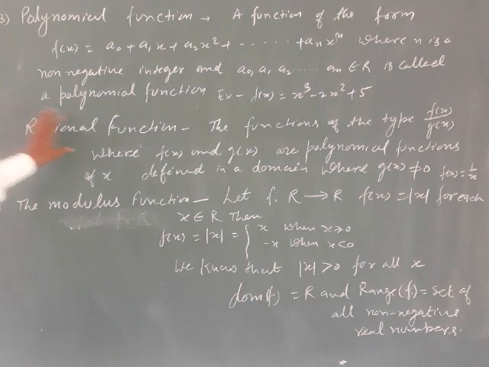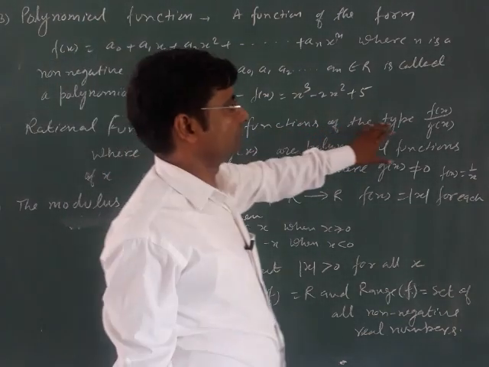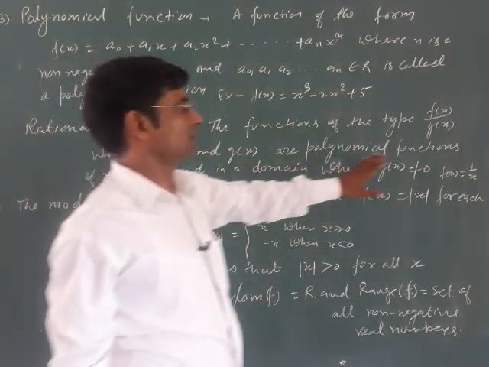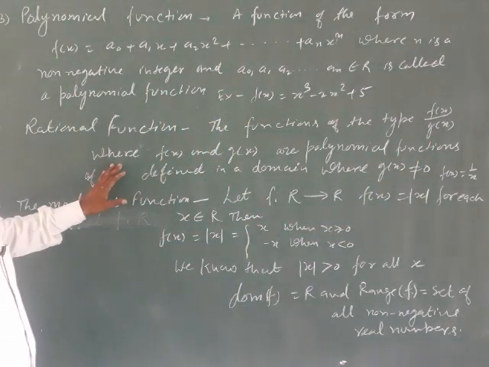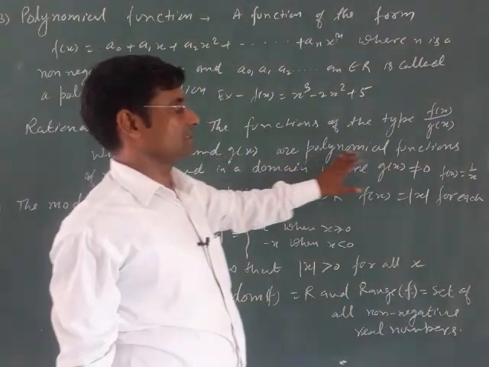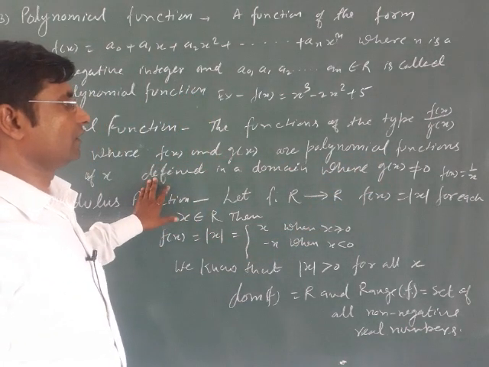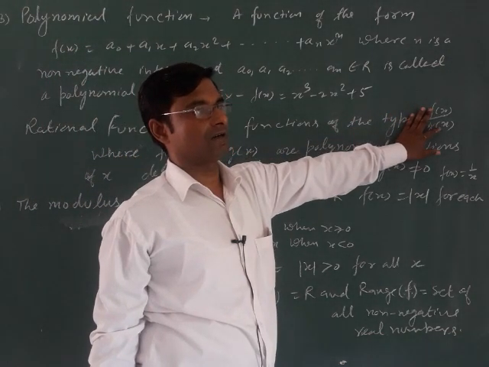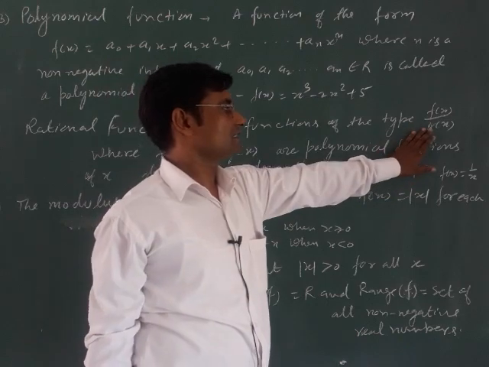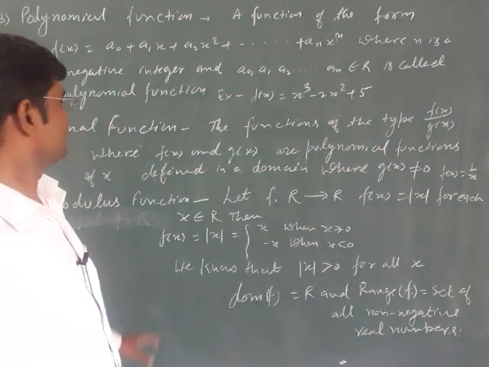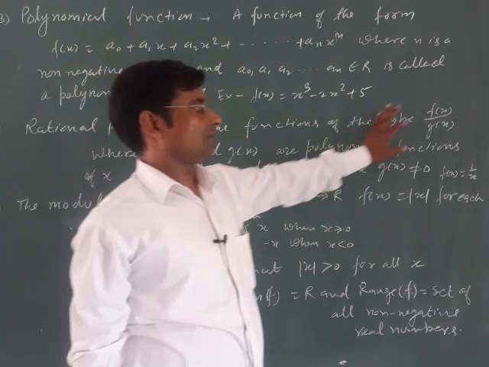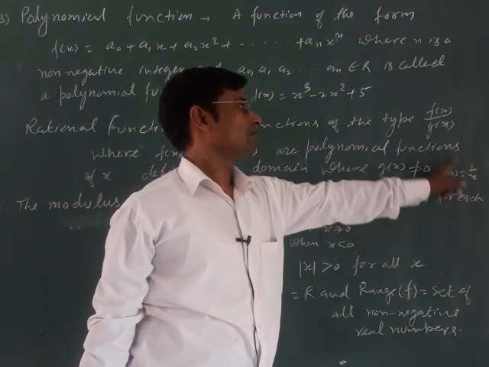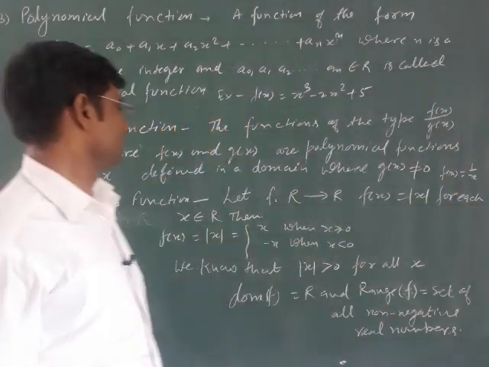And rational function, a function of the type f(x)/g(x), where g(x) is not equal to 0, and f and g are defined. So if f(x) and g(x) are polynomials, but g(x) is not equal to 0, then f(x)/g(x) is called a rational function. For example, f(x) = 1/x. This is p by q, that is f(x) upon g(x).